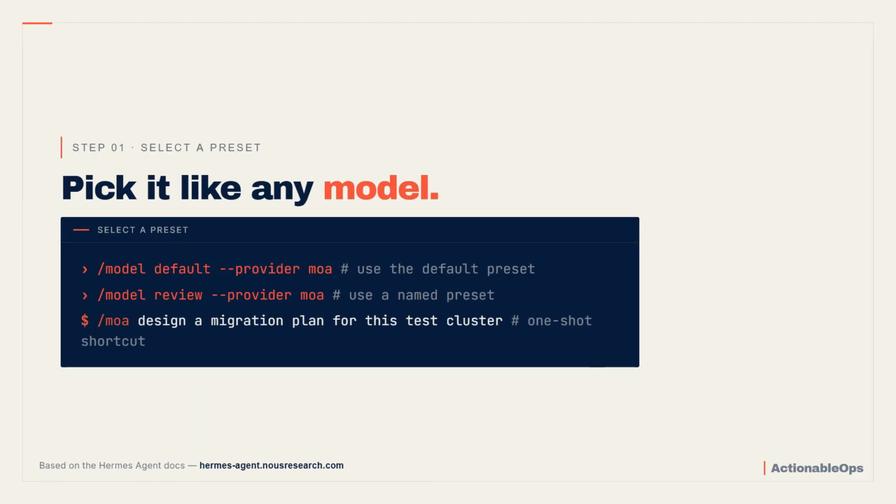You select a MOA preset through any normal model picker. In the CLI or TUI, use /model with the preset name and --provider MOA. In the dashboard or desktop app, a Mixture of Agents provider row appears with your preset names as its models. Configured presets show up wherever you would pick any other model.